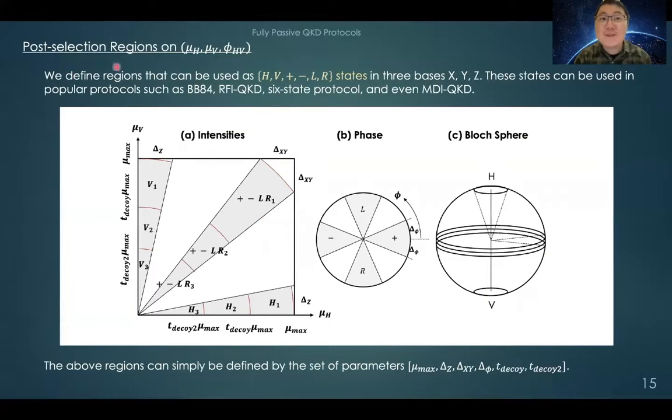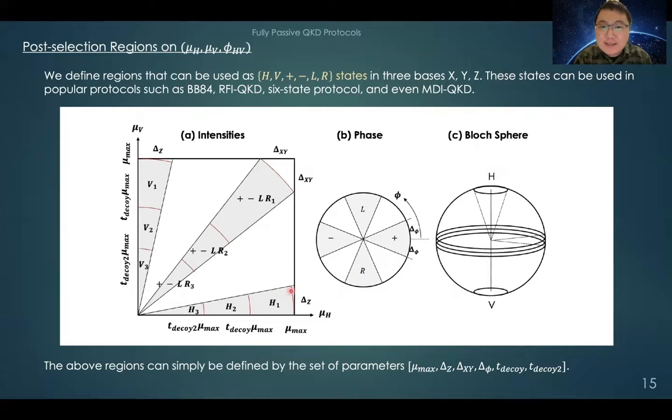So here, we define regions that correspond to the 6 states, H, V, plus, minus, L, and R, in the 3 bases of X, Y, and Z. And note that these are not the only states that Alice can prepare. Again, our source is a general purpose source. However, we chose these states because they can be used in popular protocols like BB84, reference-frame-independent QKD, 6-state, and even, in principle, MDI QKD. So if we look at the plot here, this is how we define the post-selection.